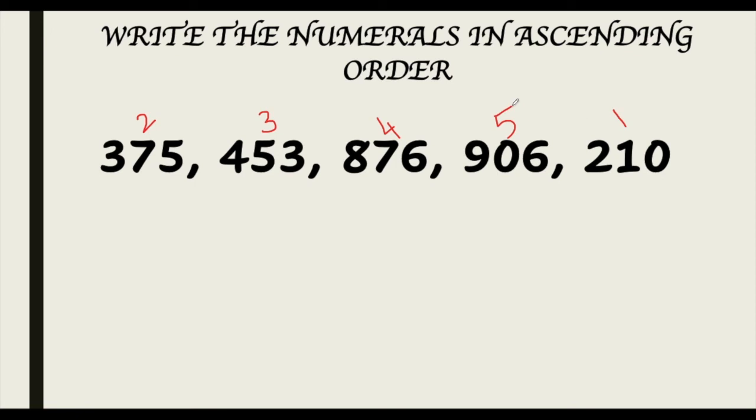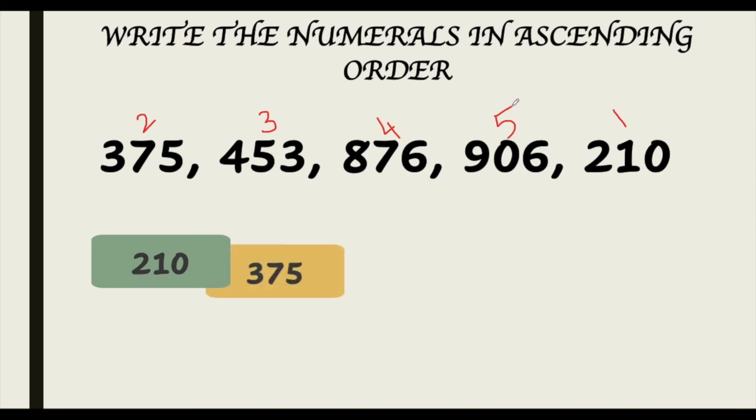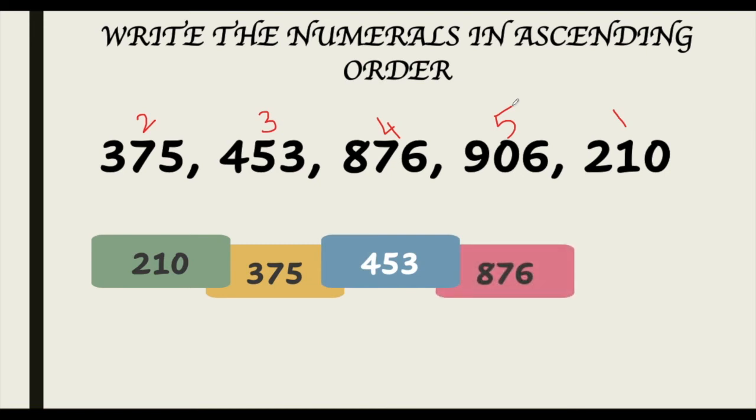So while writing it again, you have to see the numbers on the top and write it properly according to the ascending order, which means smallest number to the greatest number. First we have 210. Then we have 375. After that we have 453. Then we have 876. At last we have 906. Ascending order means writing the numbers from the smallest number to the biggest number.